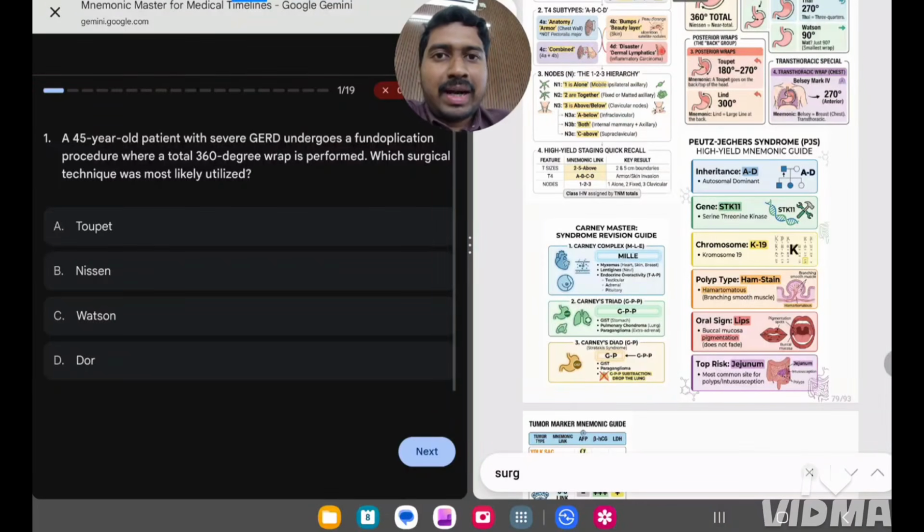Hello everyone, this is part 2 of how to remember for INICET so that you don't commit any mistake. This is true for NEET PG also. You can watch this for NEET PG also.